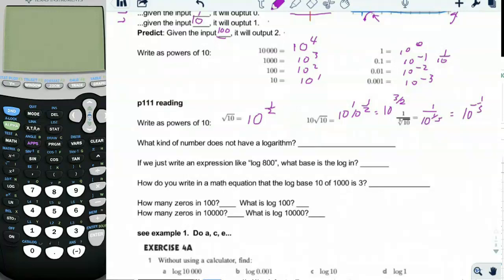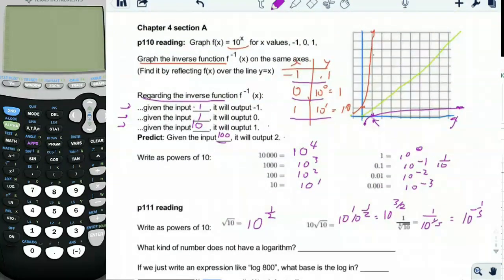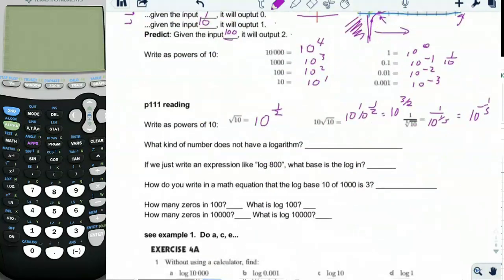What kind of number does not have a logarithm? Well, a logarithm is the opposite of a power of 10. You can see that if this purple line is a log function, it seems like everything over here to the right has a log value. But look how it has an asymptote. It goes down here and never touches the y-axis. So what about over here, the negative x region? Is there a log for that? No, there's not. So what kind of number does not have a logarithm? A negative number.